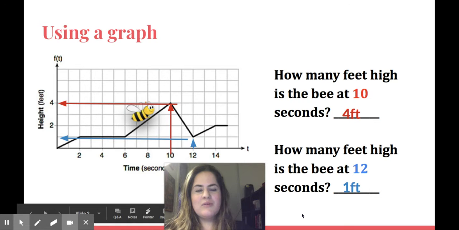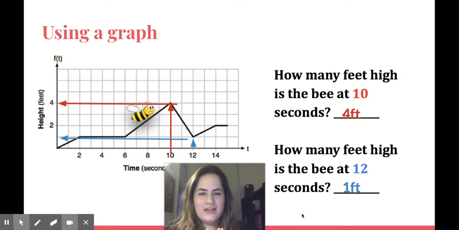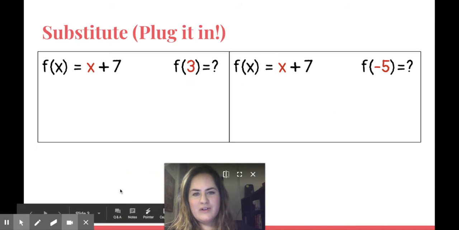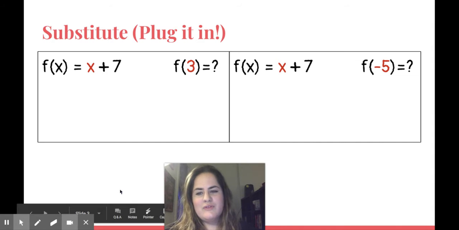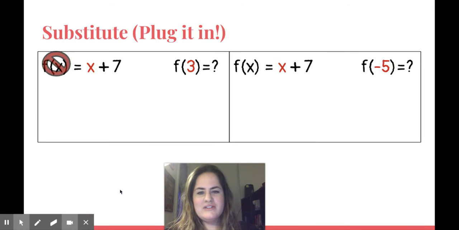So basically, today we're going to be plugging something in and getting something back out. But instead of using a graph, we're going to be using an actual function. Function notation would be f of x. So f of x is just the name of the function. X is just the variable that you're going to be plugging into.